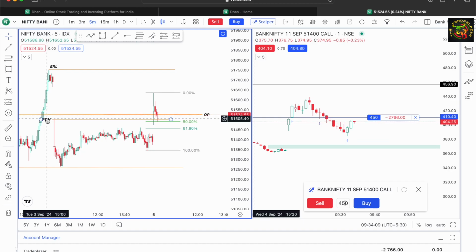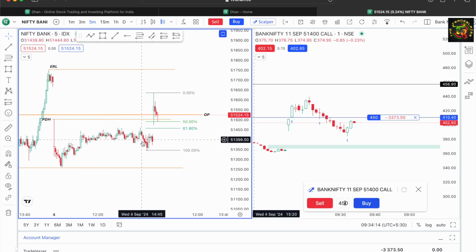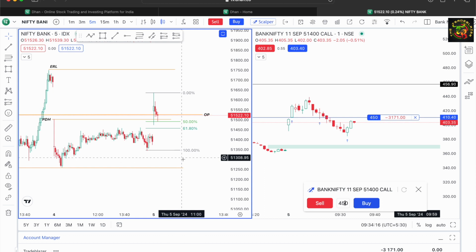And these are the levels that I have marked: the previous day high, and then sell side liquidity and buy side liquidity, and I've drawn the fib here. Okay, so we'll see how this goes on from here.